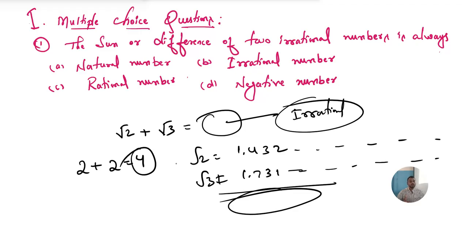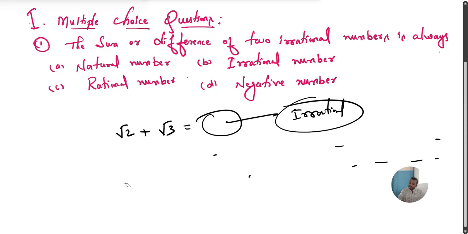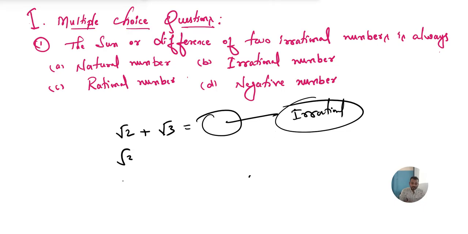Clear? The sum of two irrational numbers is what? Irrational. Clear? The sum of two irrational numbers is what? Irrational. Can you find the difference? Example, let me say root 3 minus root 2.